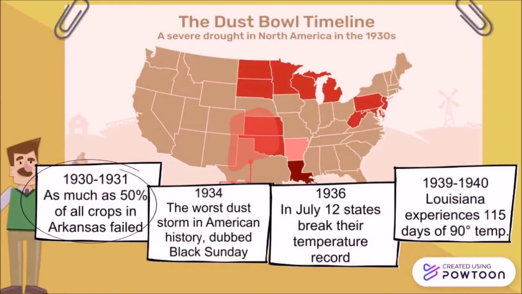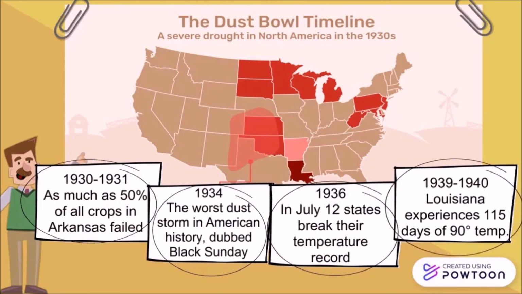As much as 50% of all crops in Arkansas failed. 1934. The worst dust storm in American history, dubbed Black Sunday. 1936. In July, 12 states break their temperature record. 1939 to 1940, Louisiana experiences 115 days of 90 degrees temperature.